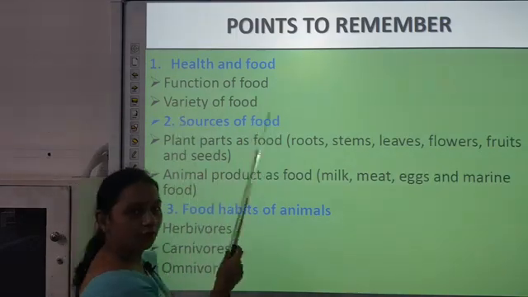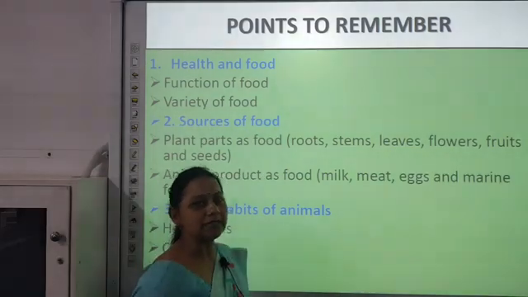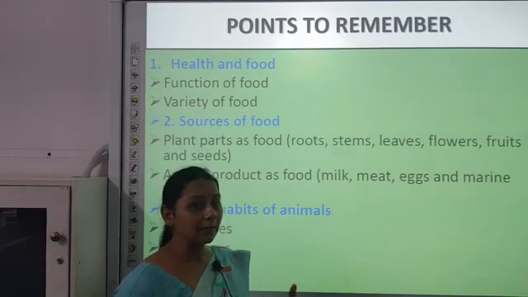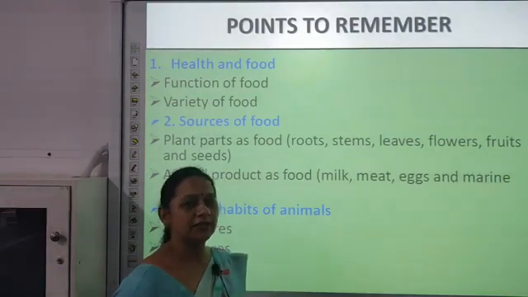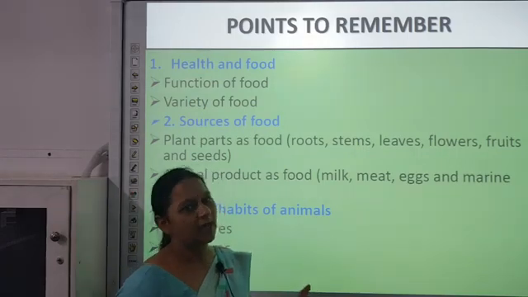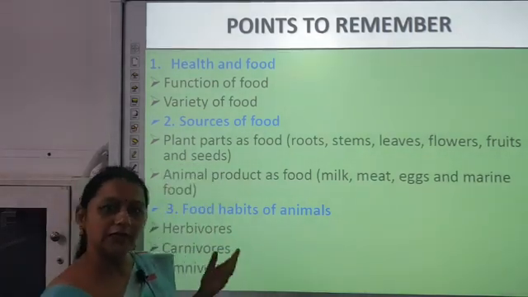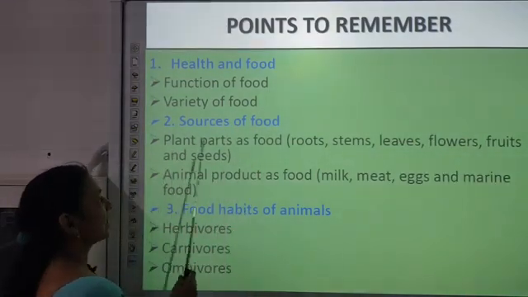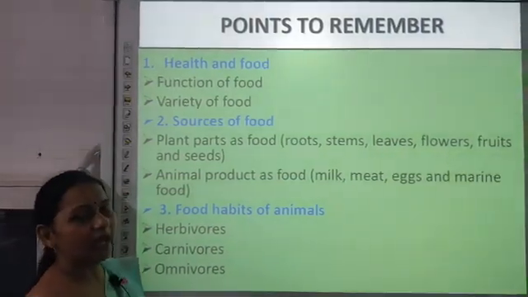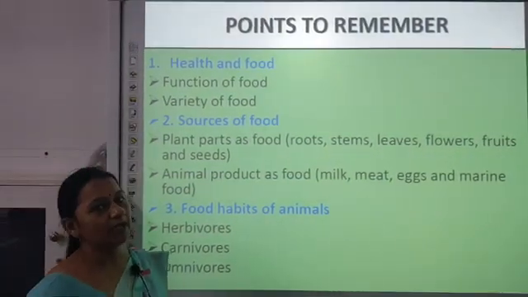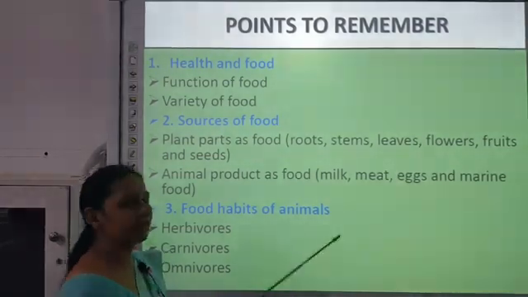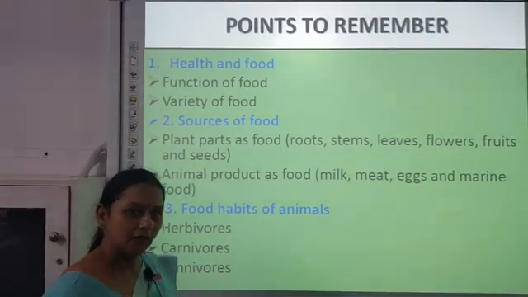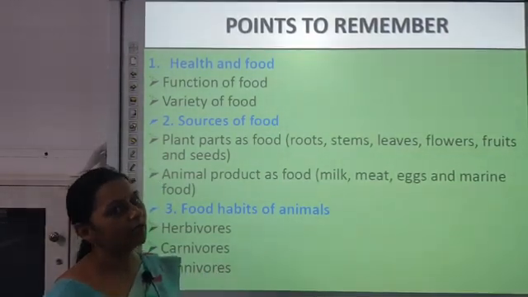Again, variety of food. We have different meals during a day, a different variety of food during a day. Again, the people of different states have different varieties of food. The people of one state have different food from the people of the other state. Now, sources of food, plant parts as food. In this we have different sources of food, some may be plant parts and some may be animal products. Now, I am going to explain the plant parts, the different parts that are used in food.